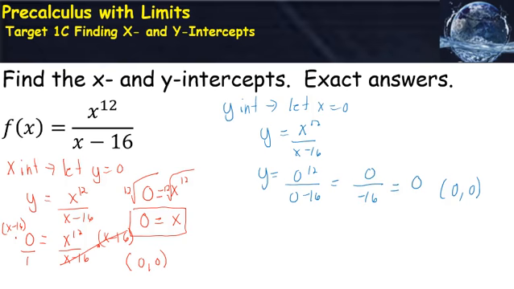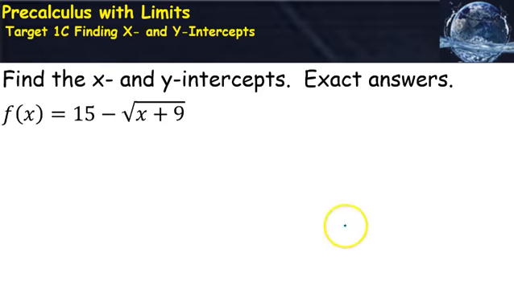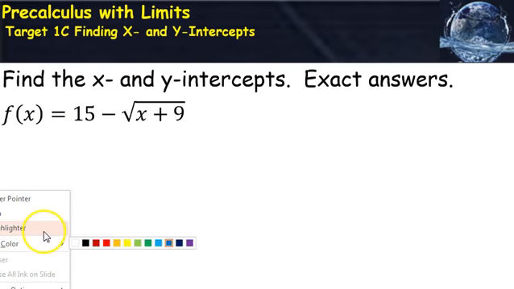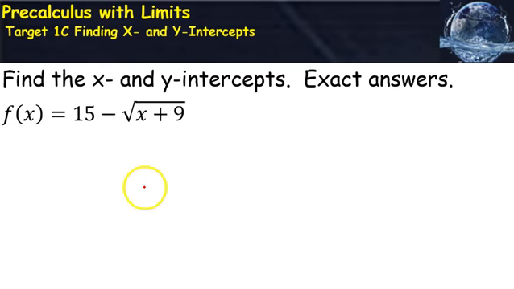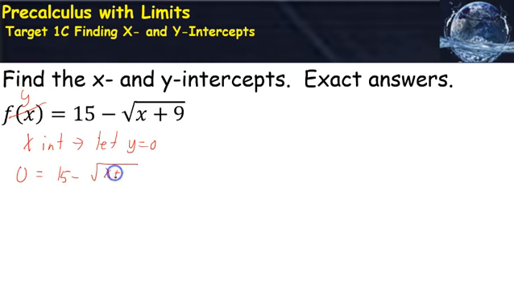Okay, let's look at problem number 2. Again, to find the x-intercept, I'm going to let x equal 0. Sorry, to find the x-intercept, I'm going to let y equal 0. And I'm going to solve for x. So I have y, remember this is just y, so I have 0 equals 15 minus the square root of x plus 9.